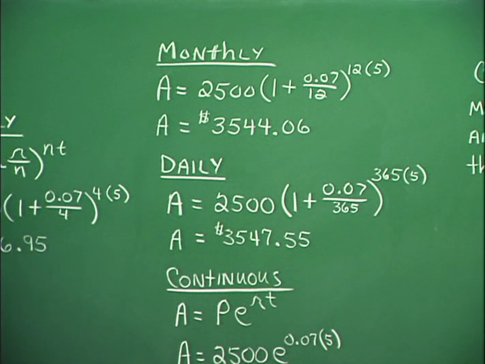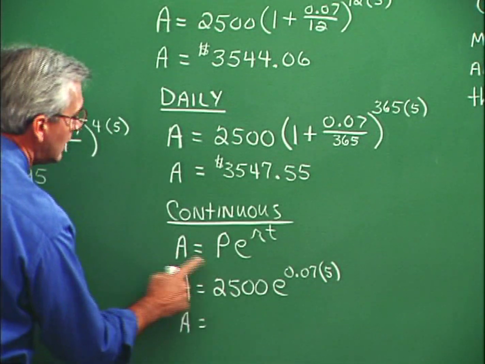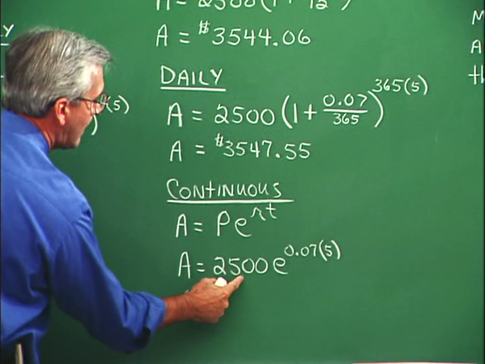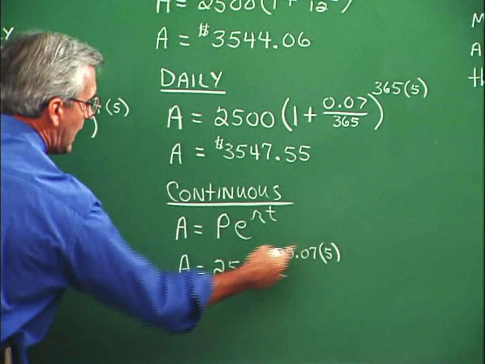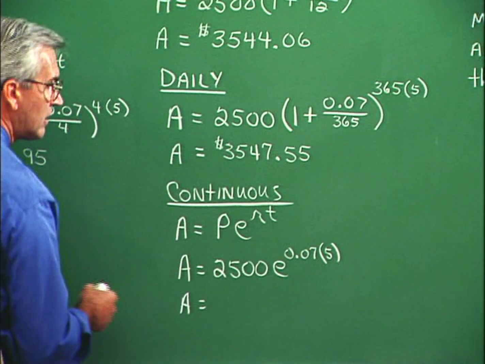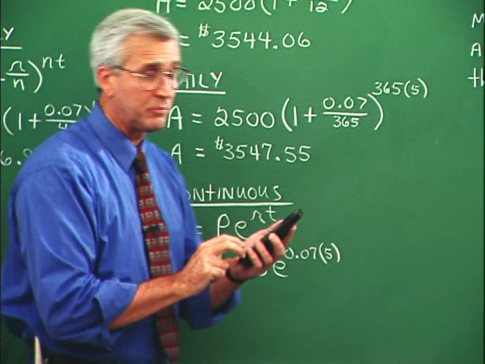Well, what about for continuous compounding? Popping into our continuous compounding model, P, the principal, is 2,500. R, the interest rate, is 7%. T, the time, 5 years. And again, it's a calculator push here, and I'm going to make this calculation right quick on the fly. I forgot to put this in here.